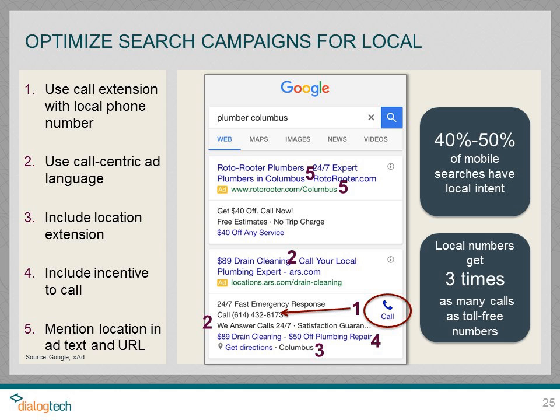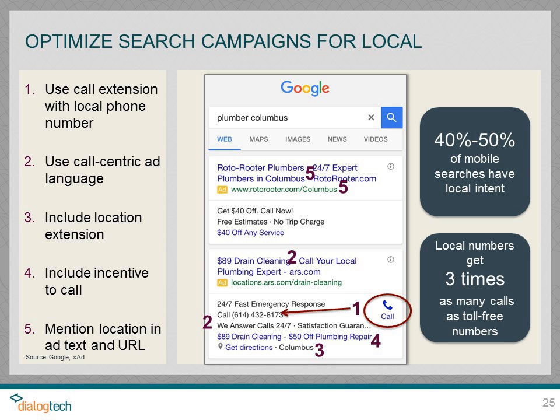We always talked about the local phone numbers. Make sure if you're using a local phone number in your ads, you can use DialogTech, which has trackable local phone numbers as well as trackable toll-free numbers. You can take advantage of this to get full keyword level attribution in your ad. So use call extensions, of course, with a local phone number.